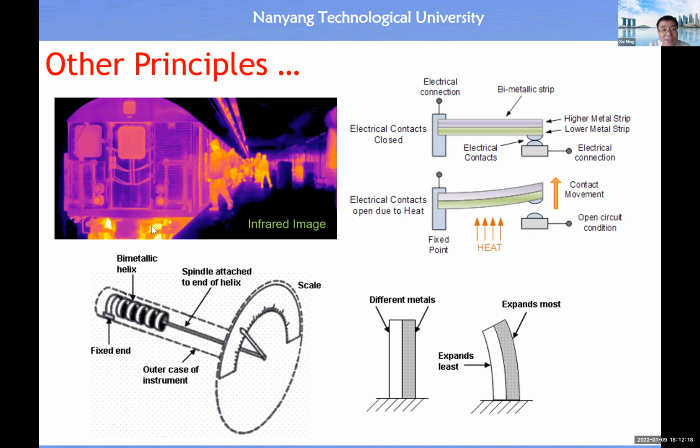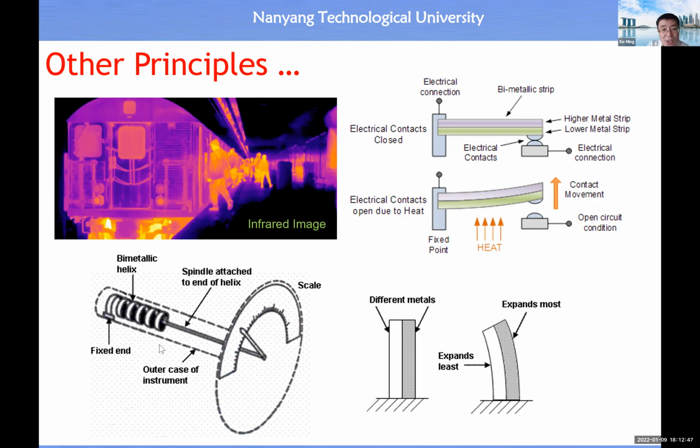Then we know the bright area corresponds to higher temperature, and the dark area corresponds to lower temperature. And the black color does not mean zero. Try not to interpret it as zero, because there is a certain ambient temperature there. So you see the human head has a higher temperature, the face shows higher temperature. So it's very interesting. But of course, this is a very expensive solution.